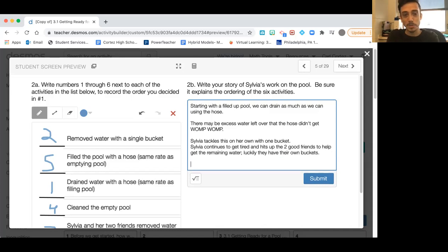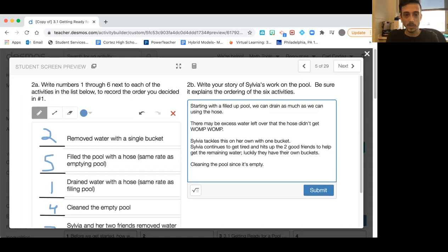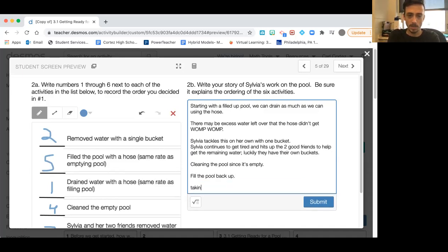We're then cleaning the pool since it's empty. We're going to then fill the pool back up. We're taking a break.